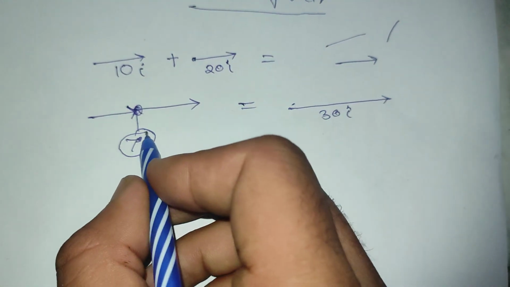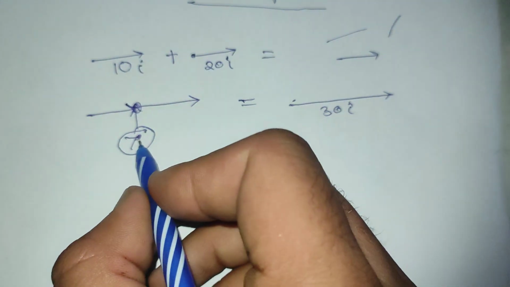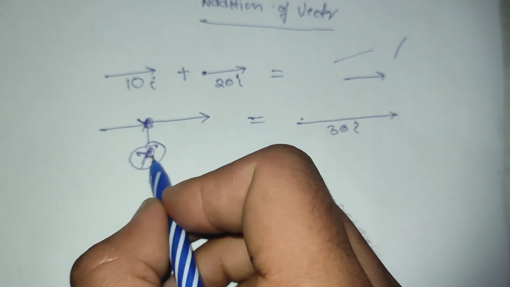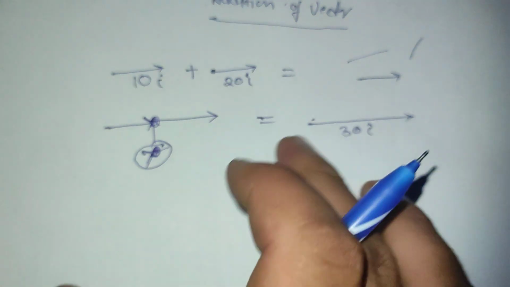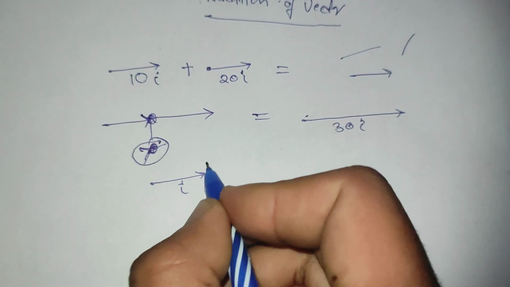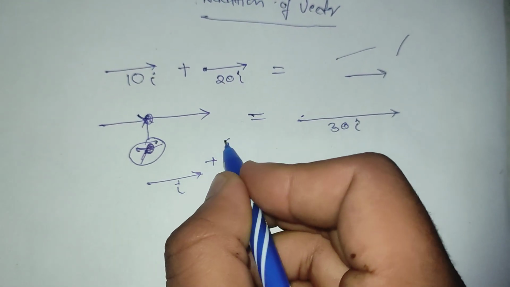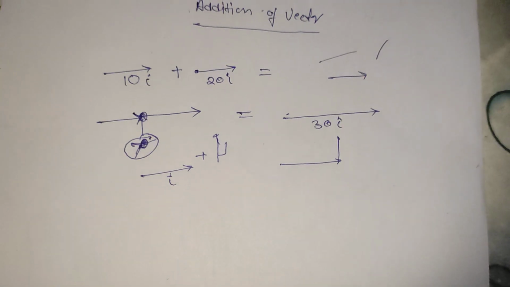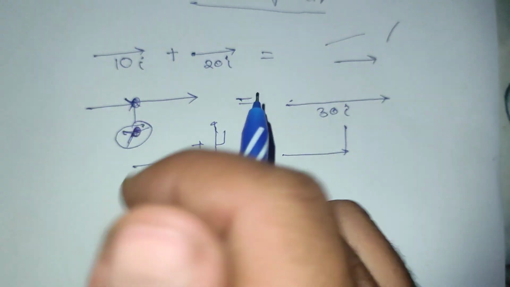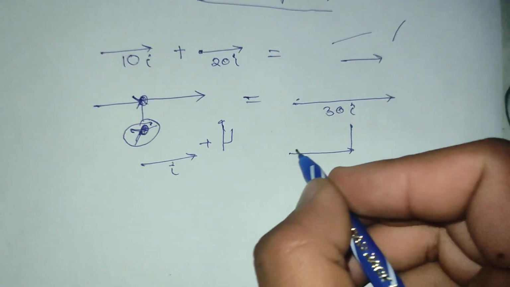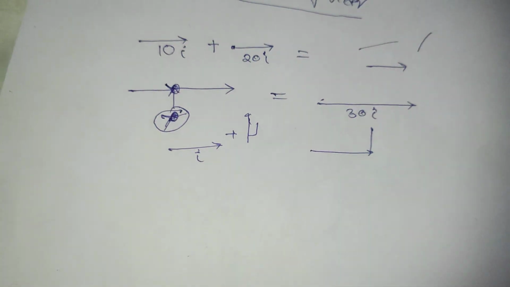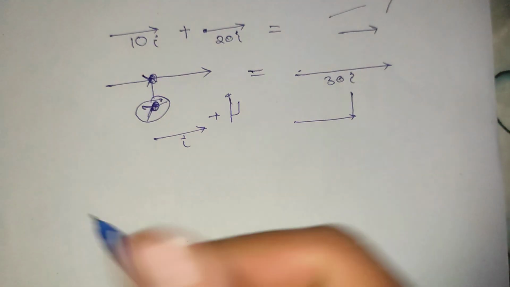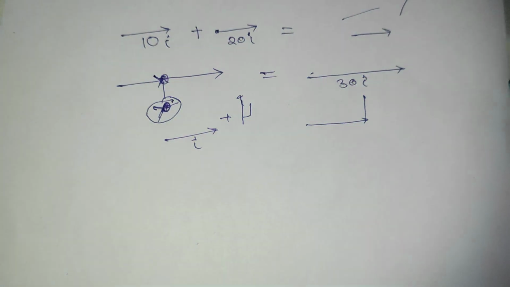Similarly, the main concept is adding the head of vector 1 with the tail of the second vector. For example, this i cap added with j cap becomes this type of vector. Similarly, we can add multiple vectors. We will discuss the resultant vector in the next class, when we talk about the rule for adding n vectors.